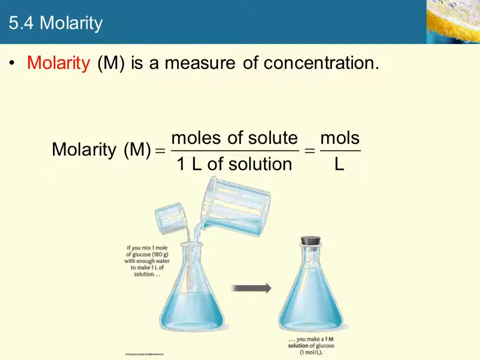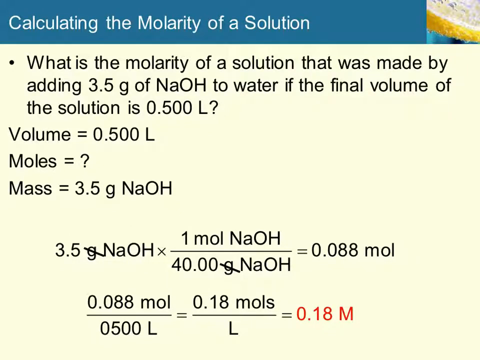What you do need to make sure that you're paying attention to is that if you're given milliliters in the problem, you change it to liters. And if you're given grams in a problem, that you get it to moles, because you cannot calculate molarity unless your units are in moles and liters. So let's work through a sample problem. What is the molarity of a solution that was made by adding 3.5 grams of NaOH to water if the final volume of the solution is 0.5 liters?